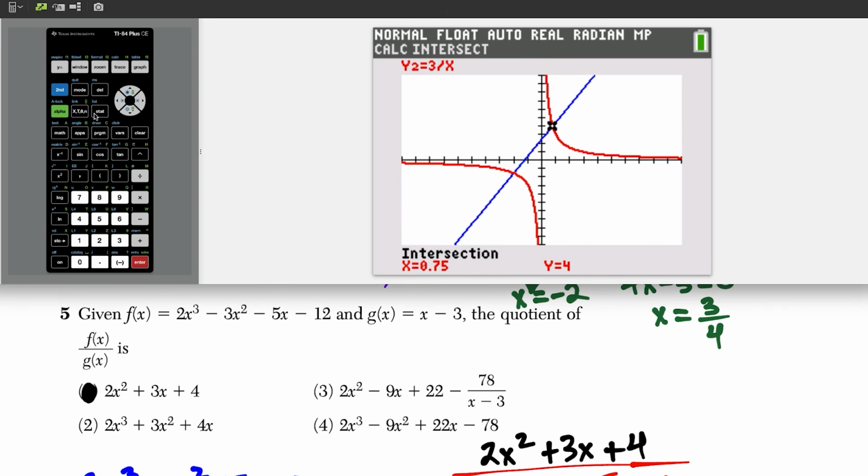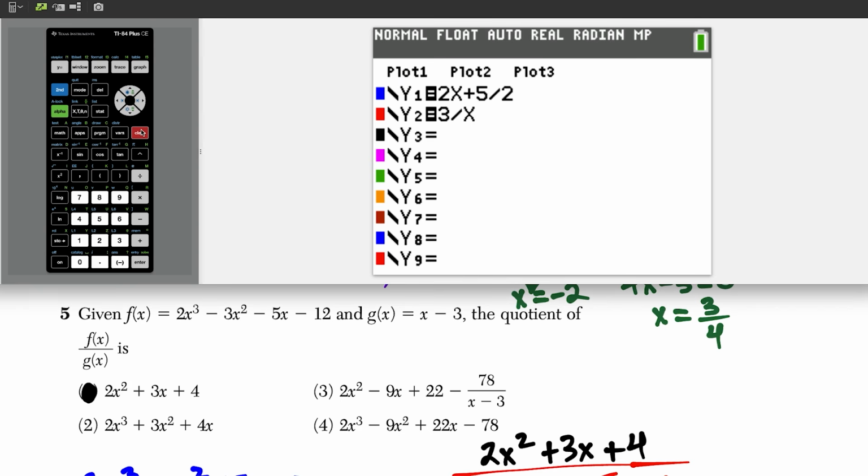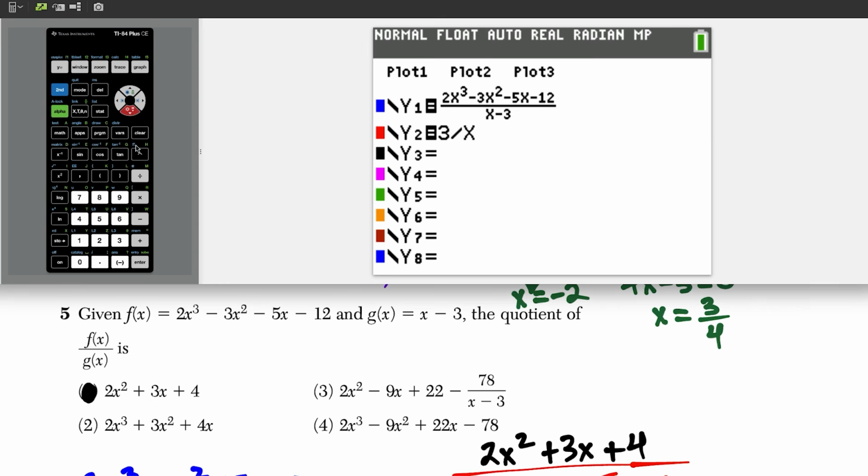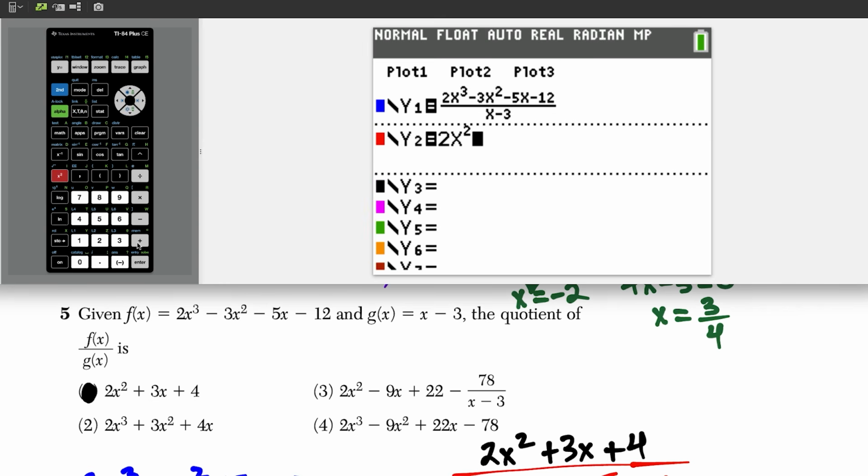But for something like this, we could also just type this right in the calculator. So if we type in the quotient here, we press alpha y equals enter, and we have 2x to the third power minus 3x squared, minus 5x, and then minus 12. And we're dividing this by x minus 3. And then I'm going to type in the correct answer here. So we have 2x to the second, plus 3x, and then plus 4.